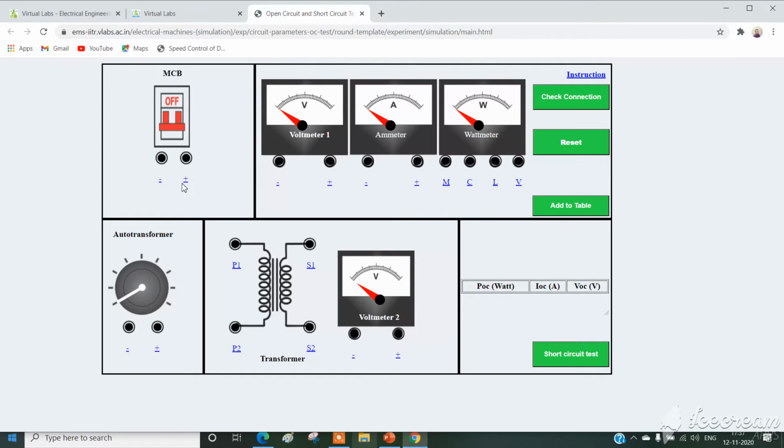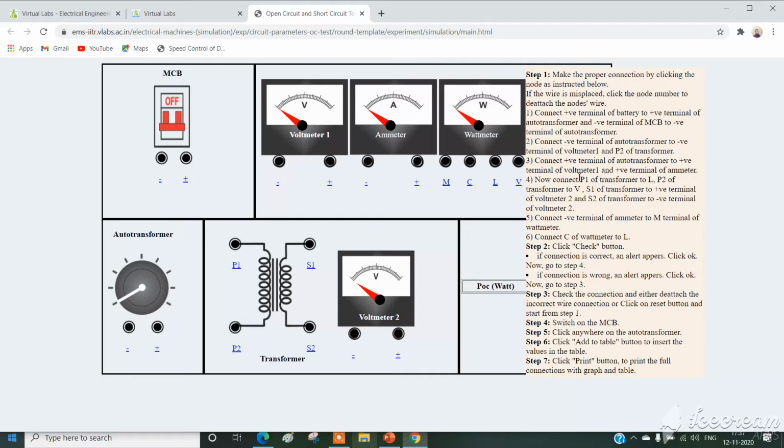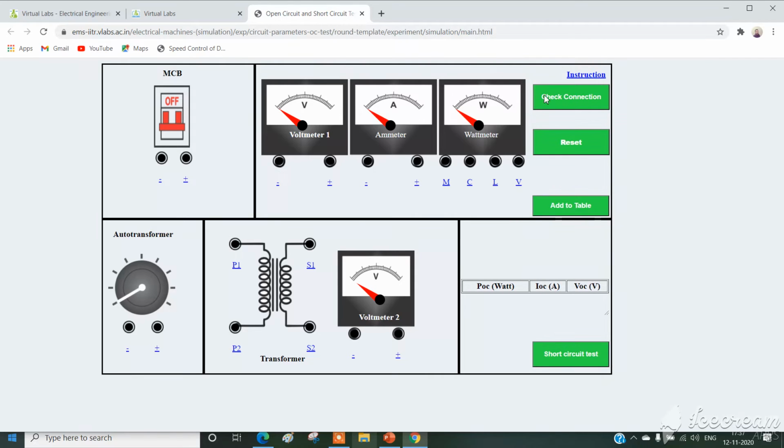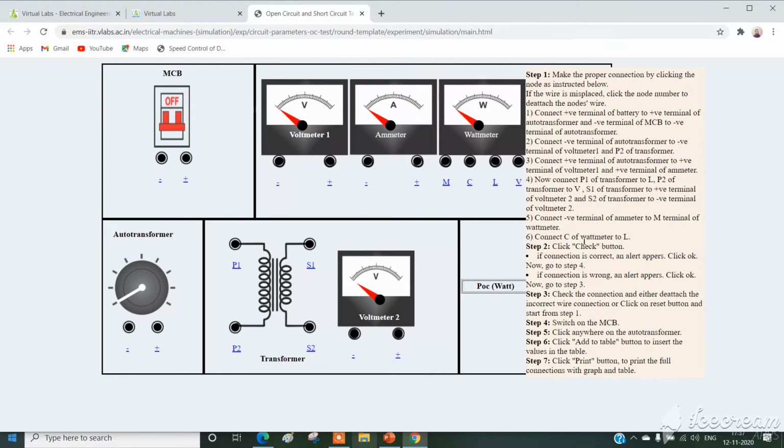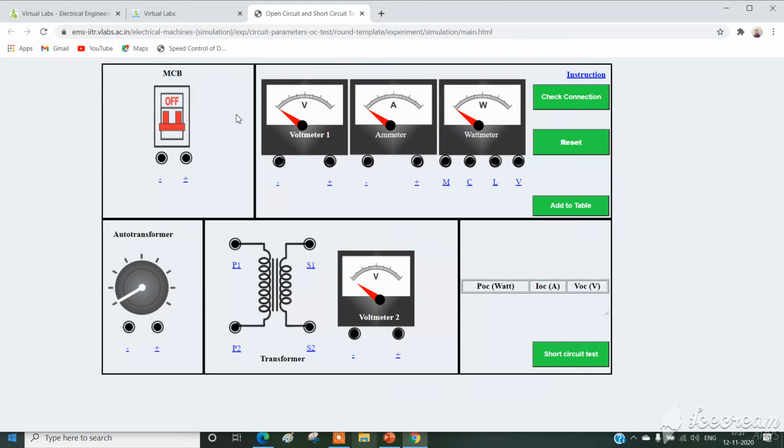Here the components are an MCB supply, one voltmeter, one ammeter, one wattmeter, an auto transformer, then the two winding transformer. We need to determine the equivalent circuit parameters for this two winding transformer only, and there is one more voltmeter. So these are the components we use. The connections are given in the instructions, around 4 steps, so by following them I will connect the terminals.